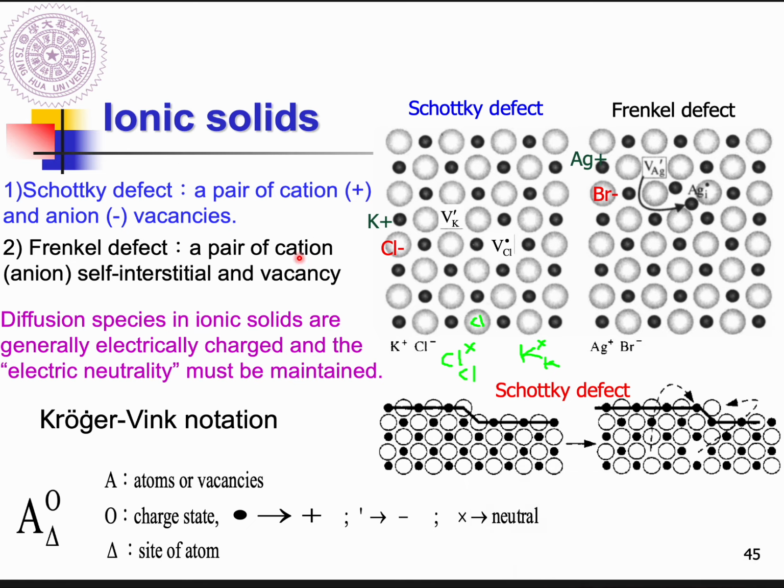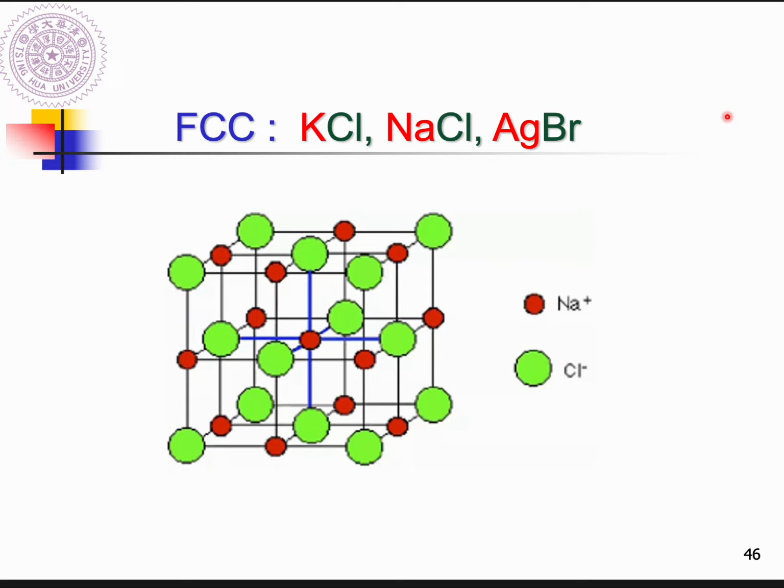So now you know how to name the atoms, the ions, and also the vacancies in ionic solids. And you also know there are two vacancy formation mechanisms in ionic solids, including the Schottky defect and Frenkel defect. So I'm going to show you some examples here. We have some ionic materials in FCC: potassium chloride, sodium chloride, silver bromide, and all these ionic materials belong to FCC structures.